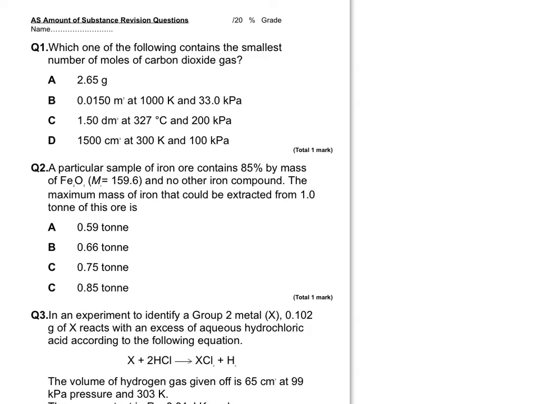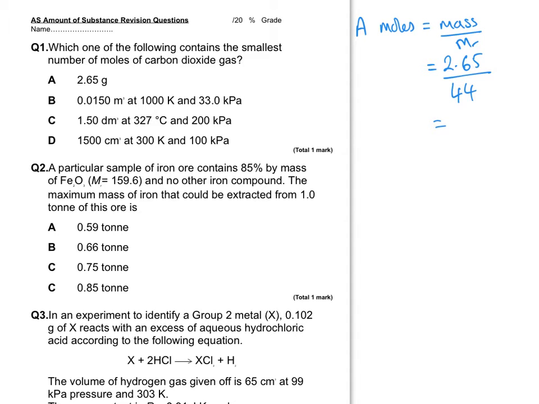Which one of the following contains the smallest number of moles of carbon dioxide? Okay, so for each part we need to work out how many moles of carbon dioxide it has. So if we start with A, it is a mass, so we're going to do moles equals mass over Mr. The mass in the question is 2.65 and the Mr of carbon dioxide is 44.